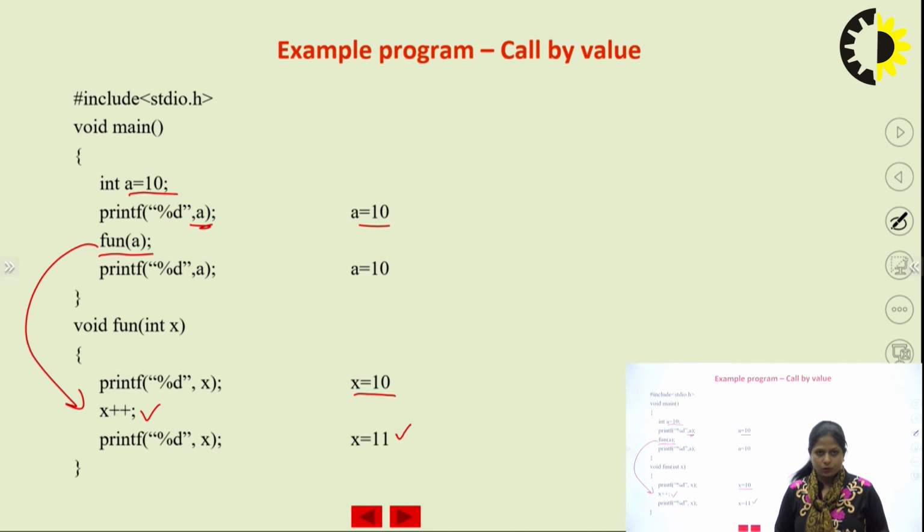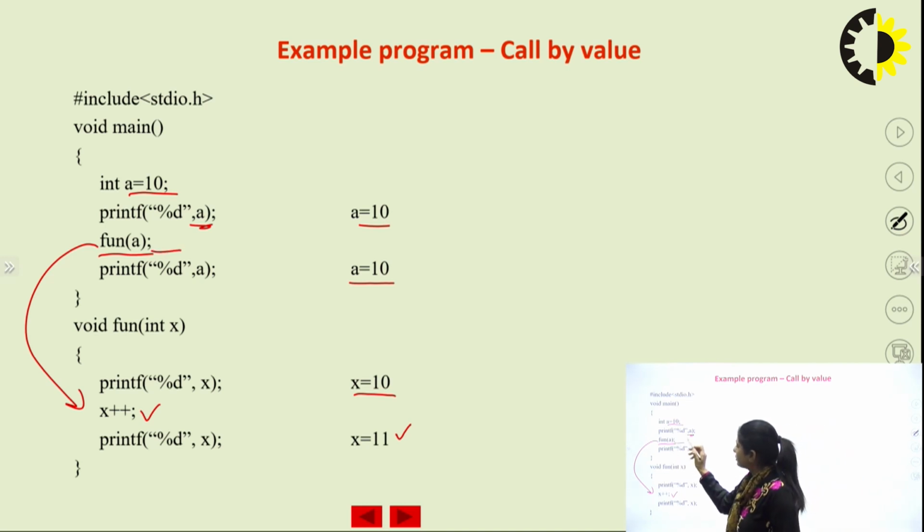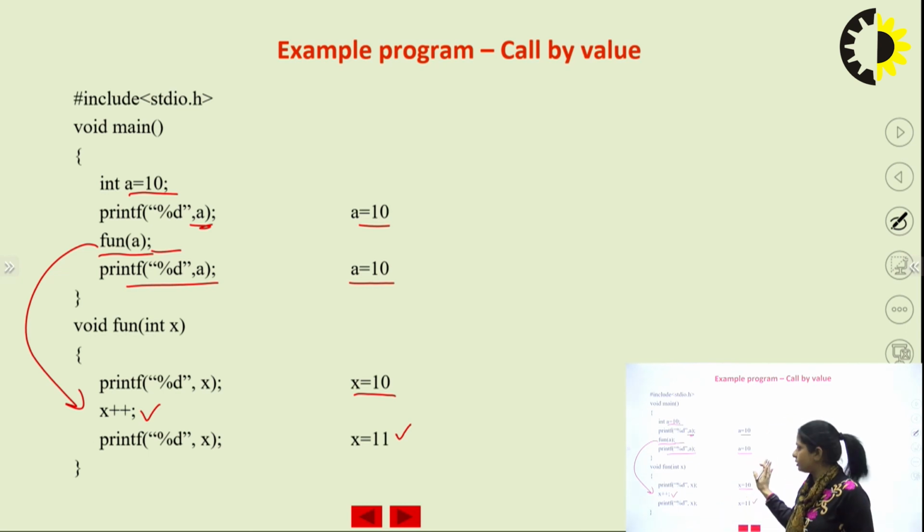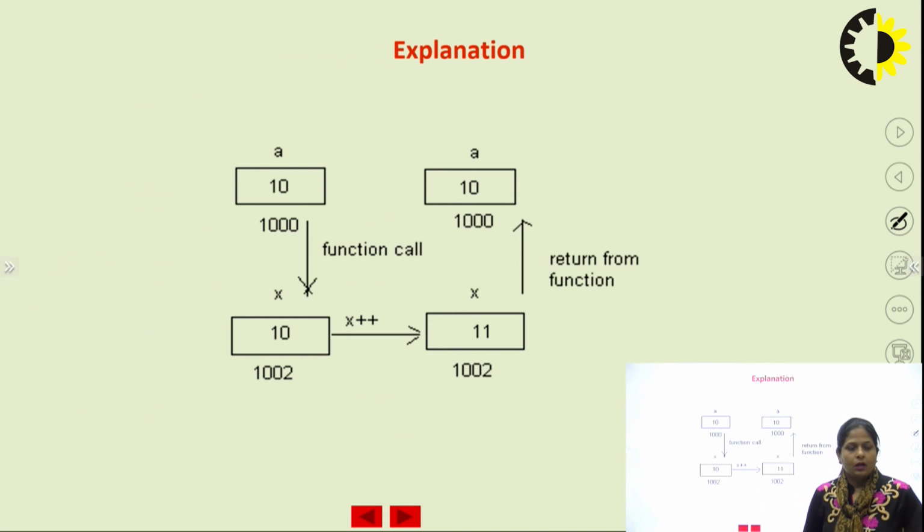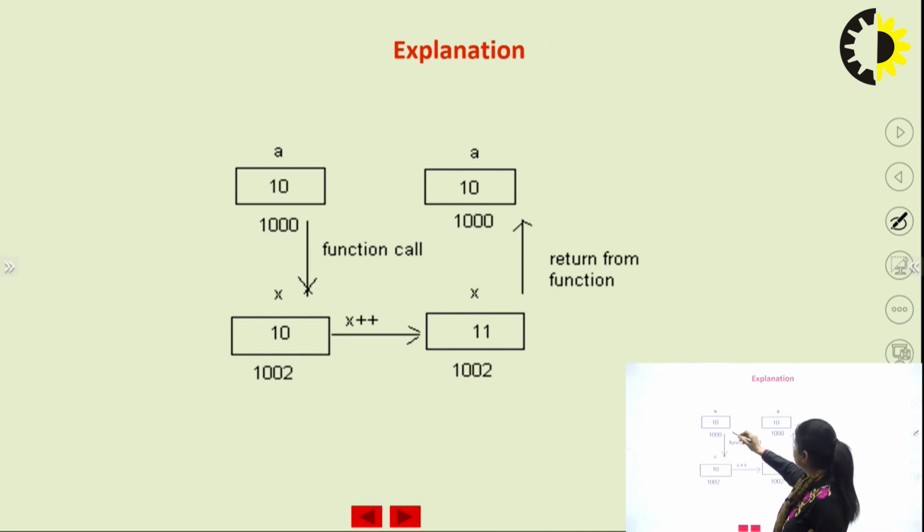We are not working on the original value, we are just working on the formal parameters, okay. So this is not going to affect the actual parameter. After this function, when I again try to display the value of a, it will remain the same, no changes will be there. Why is it so? We can see this is a function call and this is what we have seen.